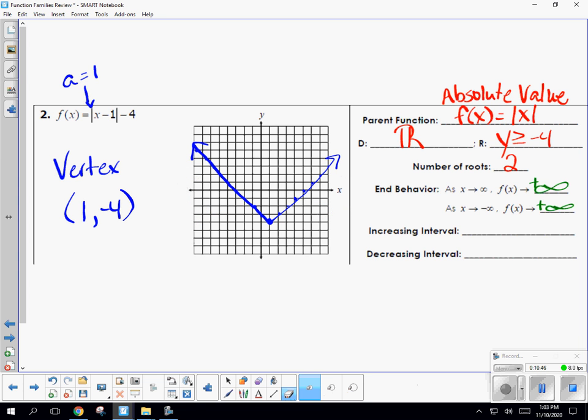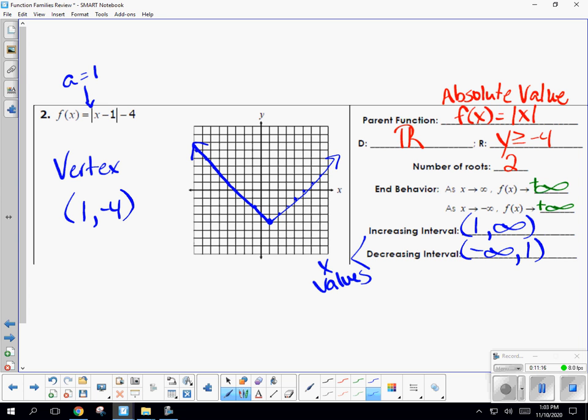Increasing and decreasing intervals. It is increasing, it is going uphill, it has a positive slope, starting at 1 to positive infinity. It has a decreasing interval, it is going downhill, it has a negative slope from negative infinity to 1. When we're talking increasing intervals and decreasing intervals, we're talking about x values. Okay? So that's why this is a 1 here instead of a y value of -4.